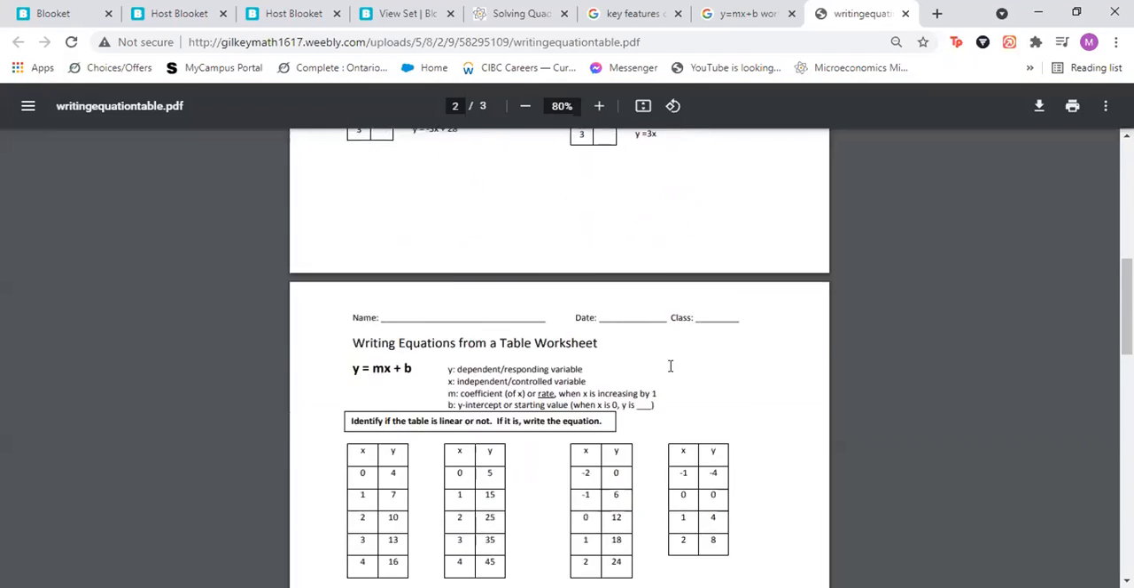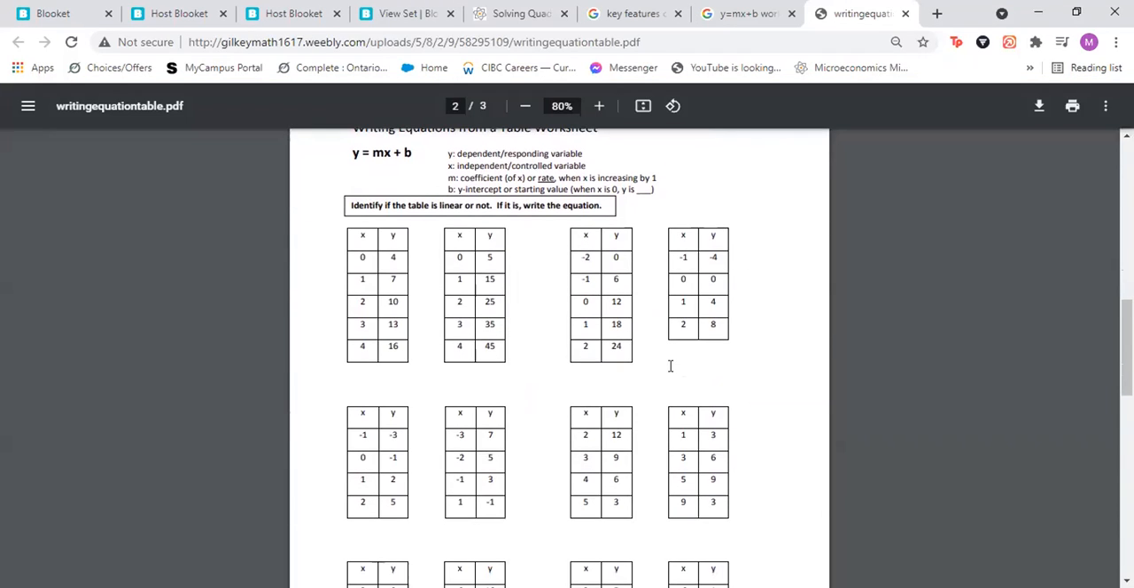So here, we'll do this part of the worksheet. Identify if the table is linear or not. If it is, write the equation. So is this first one linear? Yeah. That's great. So what would the equation be for this one? N plus 3, I think, yeah.